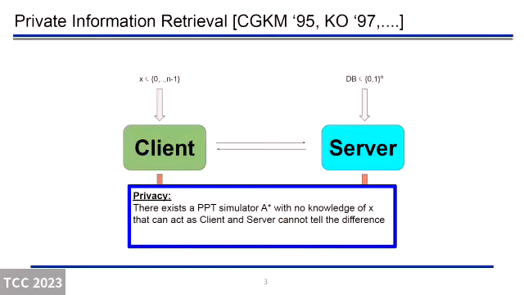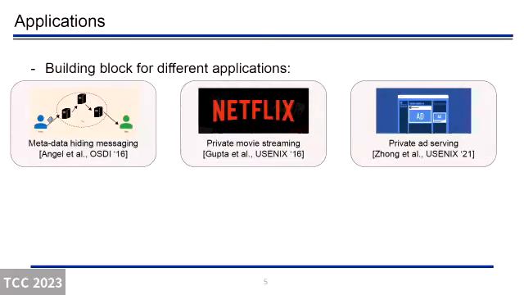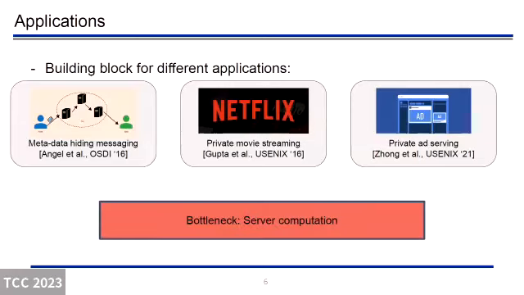Okay, so this is private information retrieval, and it's been used as a building block for many different privacy preserving applications: metadata hiding messaging, private movie streaming, private ad serving. However, all of these run into a fundamental bottleneck with respect to their non-private counterparts, which is server computation. And this turns out to be inherent in PIR as I defined it, which requires Omega of n server work. This was shown by Beimel, Ishai, and Malkin in the early 2000s.